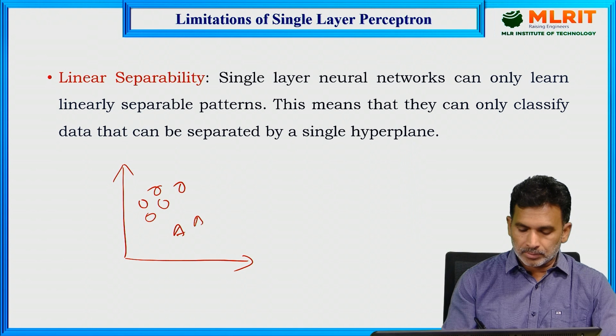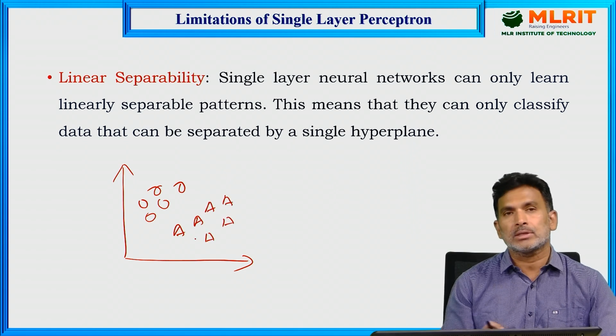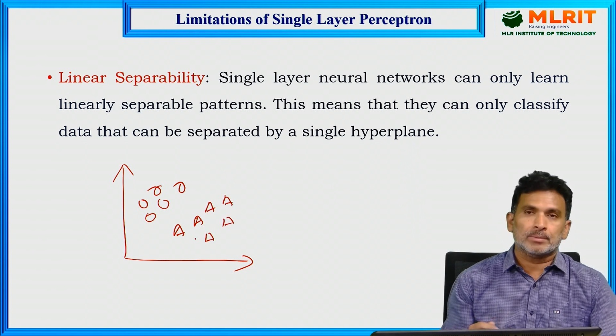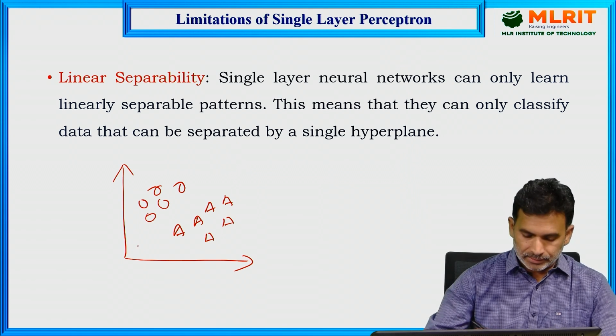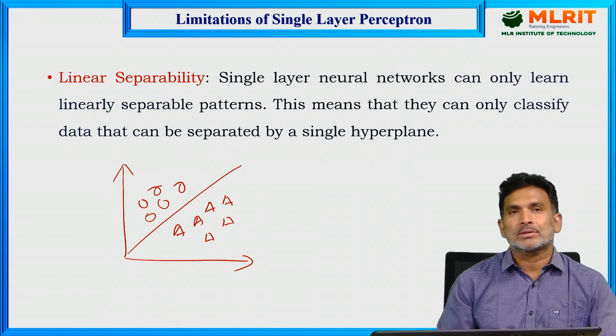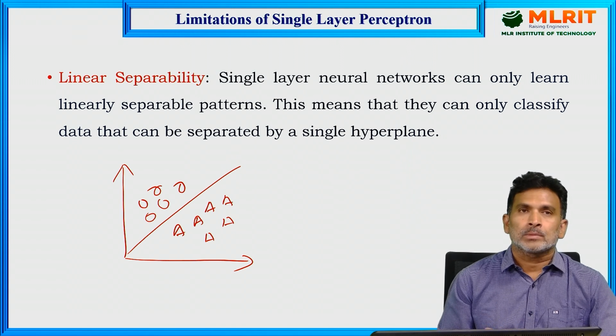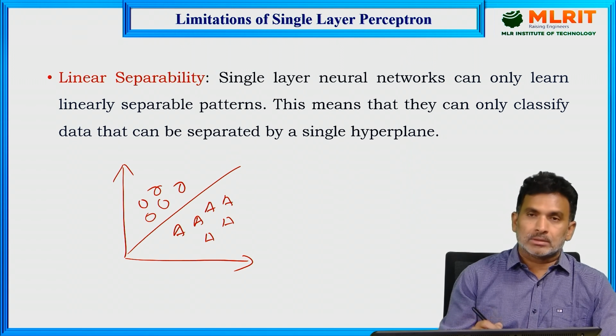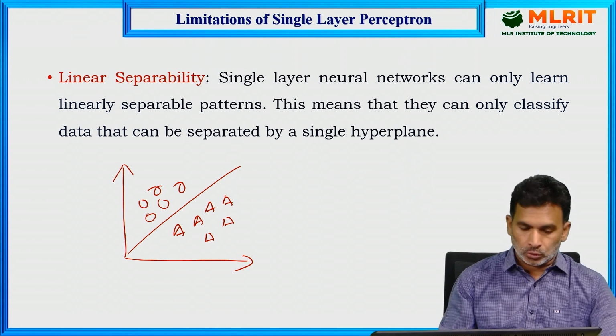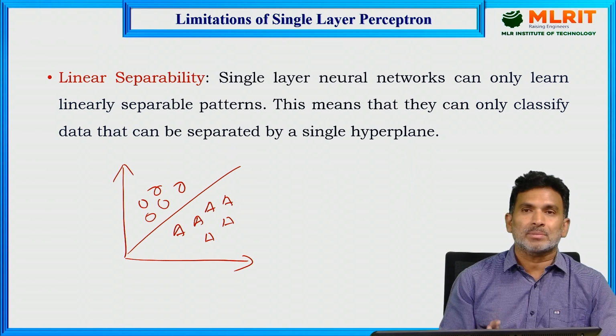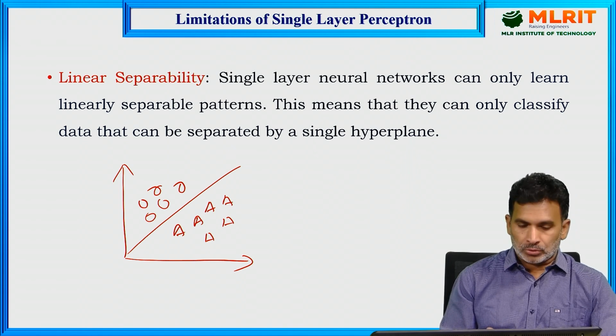So there are some data points. From this you can easily understand that these data points belong to two different classes. So we can easily classify this by drawing one single hyperplane. So single layer perceptrons are more suitable, mainly they could solve problems like linearly separable problems. So that is one limitation.